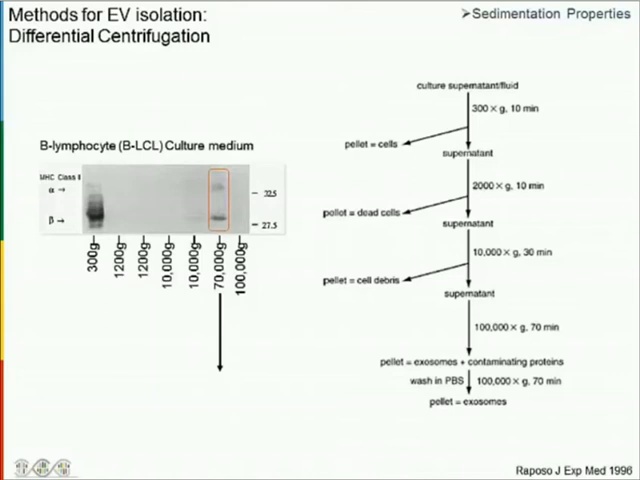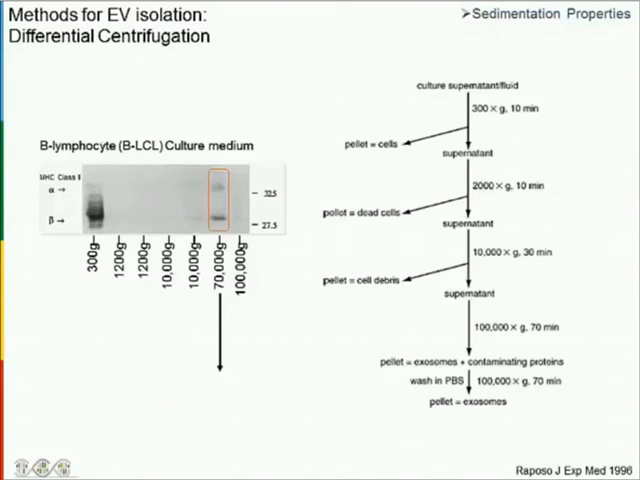And at around 70,000 G, she found a second pellet which contained MHC class II molecules, suggesting a membrane type of composition. So just by serial centrifugation, it's quite possible and very easy to get a membrane prep from supernatants. This is a classical differential ultracentrifugation process, and many labs use this as a pre-clearing step for any workflow. We certainly do.